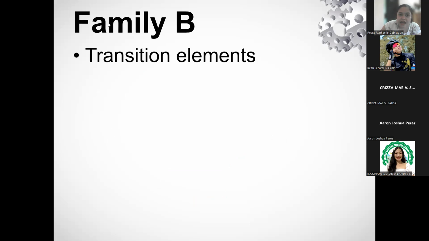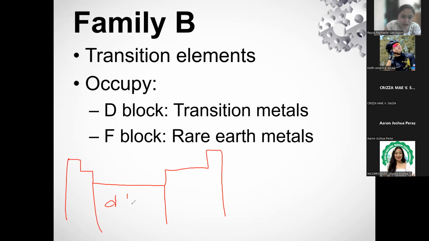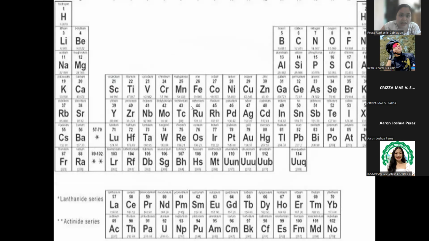And then yung nasa gitna, ayan yung family B na tinatawag or our transition elements. If you're going to draw again the periodic table, yung nasa gitna, dito, transition elements. This one is the D block, mga transition metals natin. And yung F block, yung nasa baba, nakaseparate: the lanthanide and the actinide series. Kasali yan sa family B, or rare earth metals natin silang tawagin kasi nga rare talaga sila.